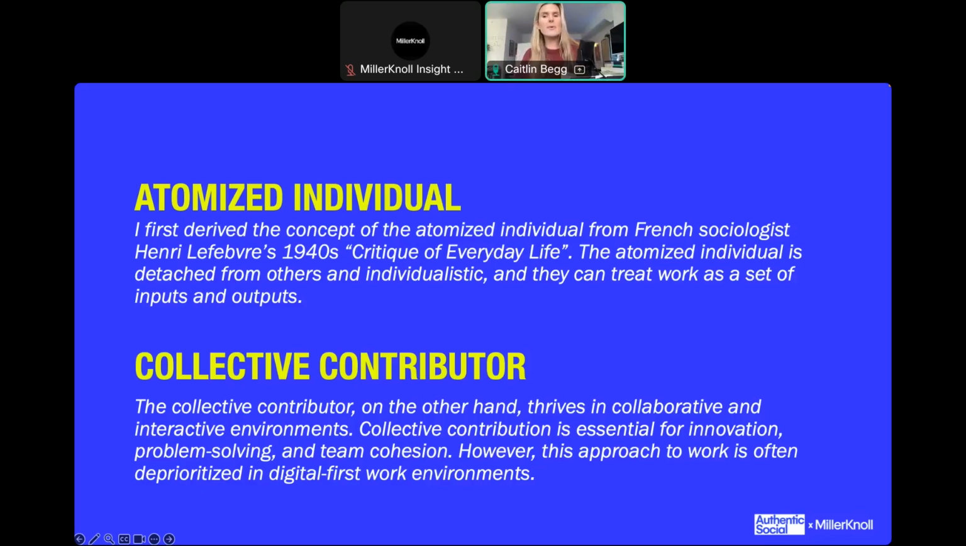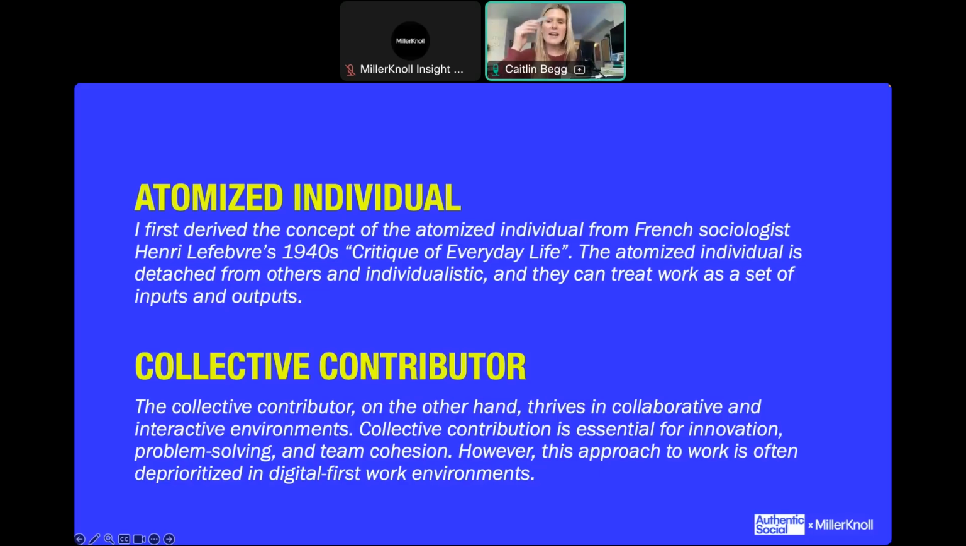Also, I want to take a moment to pause and think about when we're going back and forth between remote work and in-person work, so hybrid work. Oftentimes, this shift from being a more atomized individual into a collective contributor is very difficult for employees.